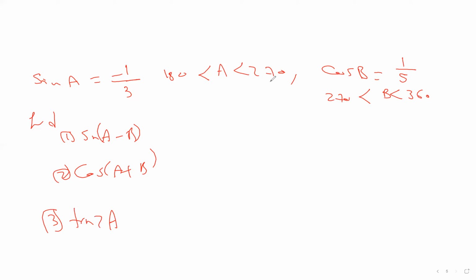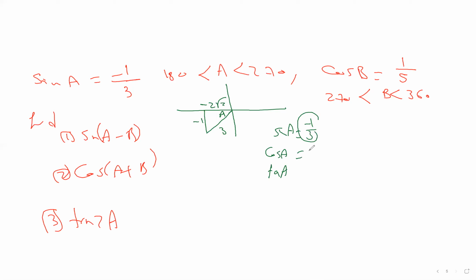Okay, first you have to graph the figure. This angle is in the third quadrant. So the third quadrant here, and this is A, and sine is negative 1/3. Then the third side from the Pythagorean theorem is 2√2, but the direction is negative. It will be negative 2√2. And you can find sine A, cosine A, tan A. Sine A is negative 1/3. Cosine A is negative 2√2/3, and tan A is 1/(2√2).